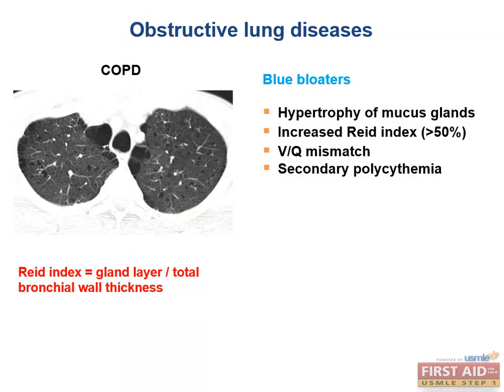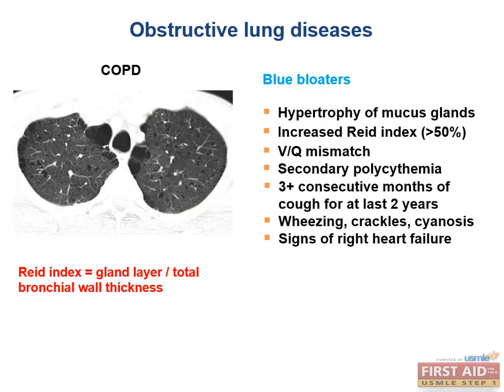These patients classically present with a chronic cough for greater than 3 consecutive months per year for at least 2 years. They also have wheezing, crackles, cyanosis from shunting, and dyspnea on exam. You might also see signs of right heart failure, which gives them a swollen, bloated look.